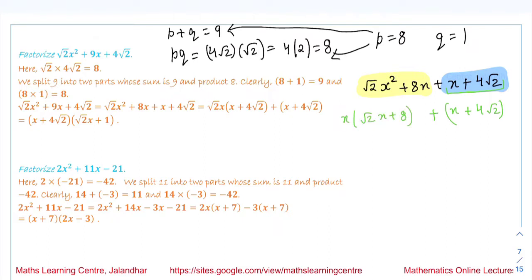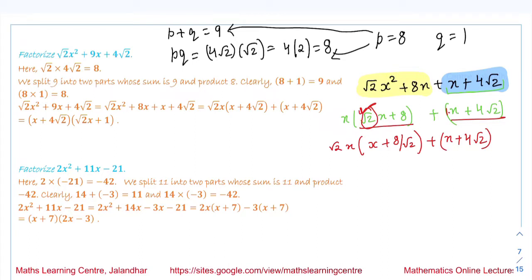So now we are looking at these terms over here. It is root 2x and this is 1 into x. So we take this root 2 common from here, so that we can make these two terms identical. When we take root 2 common from this term, we are left with x plus 8 over square root 2 plus x plus 4 square root 2.